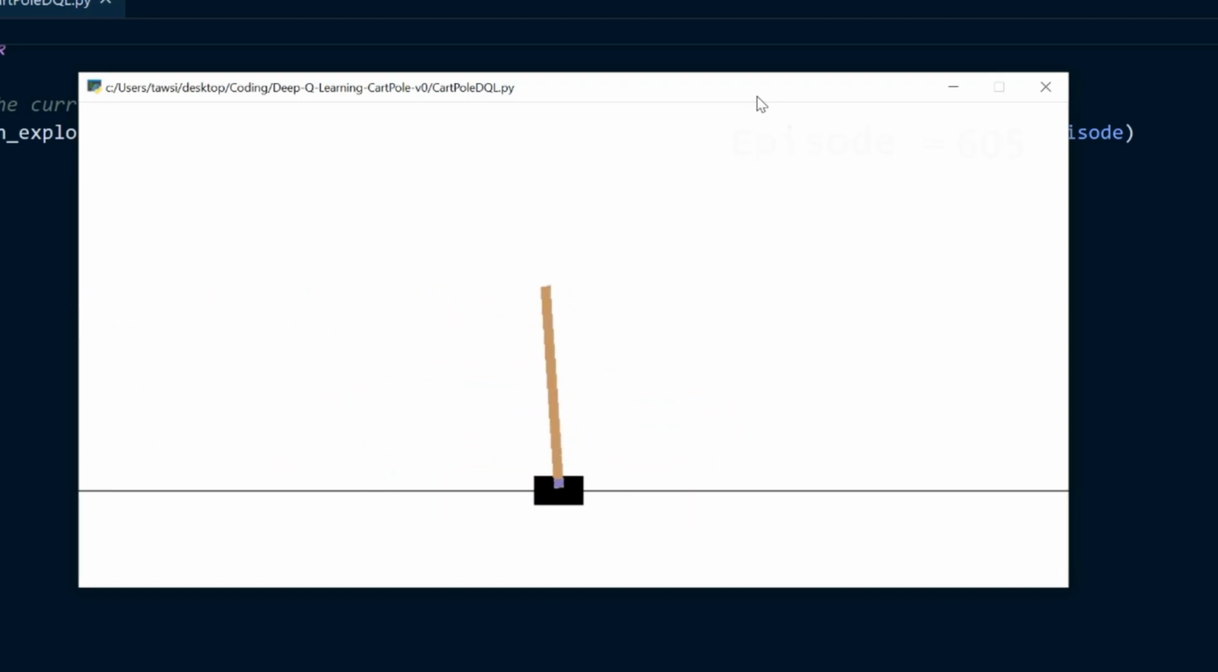So after around 600 episodes, you can see the AI is actually starting to kind of get the hang of this. It's balancing a bit, still not the best though. It's still falling apart quite a bit, but it is much better than it was in the 0th episode.